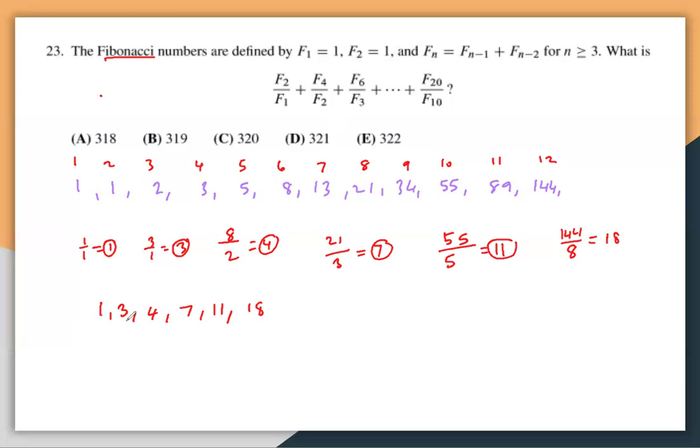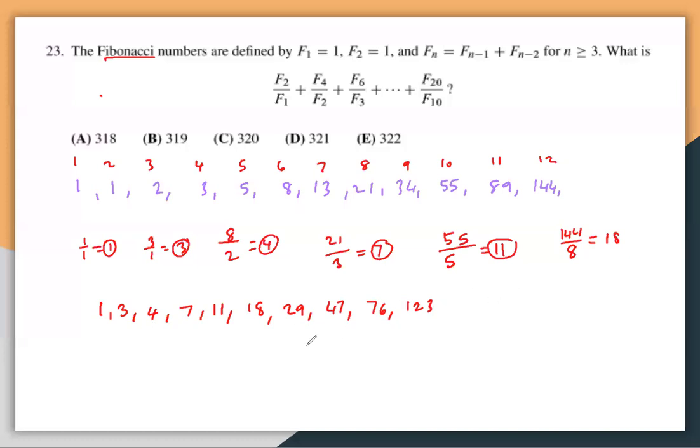Okay, so we have 6 terms, which means we need 4 more. If you add 18 and 11, you get 29. If you add 18 and 29, you get 47. Then if you add 29 and 47, that will be 76. And then if you add 47 and 76, that's 123. So we already have 6, and 4 more makes 10.